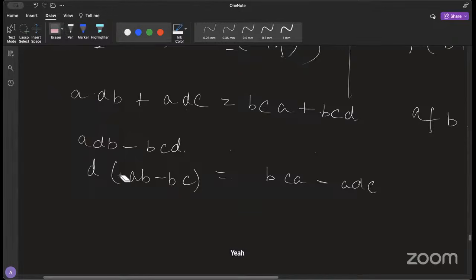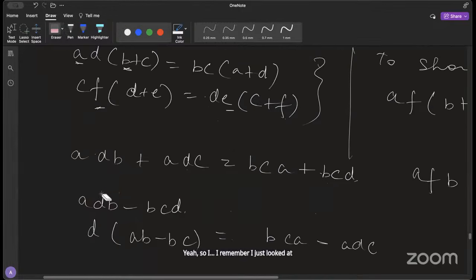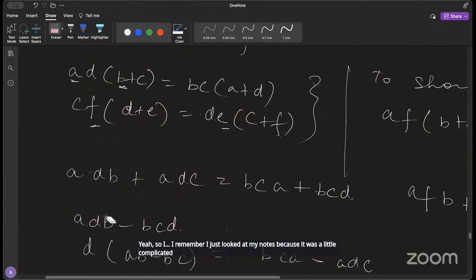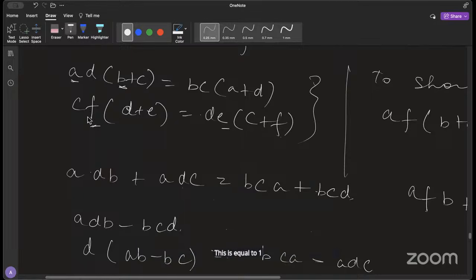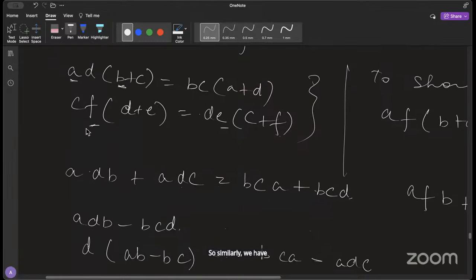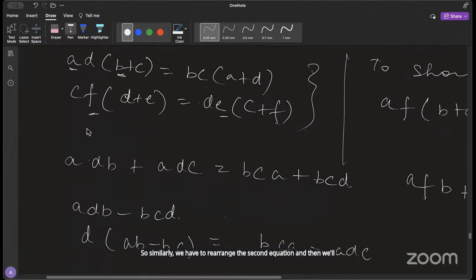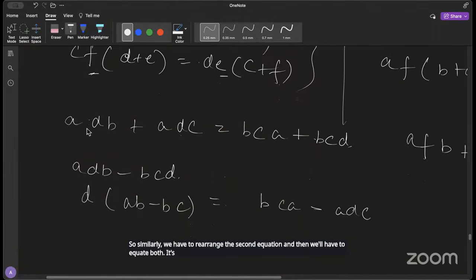So I remember I just looked at my notes because it was a little complicated. So you will get it as 1 by B plus 1 by C is equal to 1 by A plus 1 by D if you rearrange the first equation. So similarly, we have to rearrange the second equation and then we'll have to equate both. It's pretty complicated, but finally you'll get it.